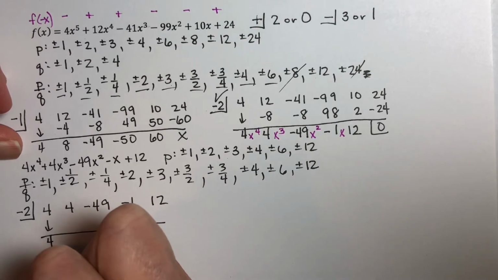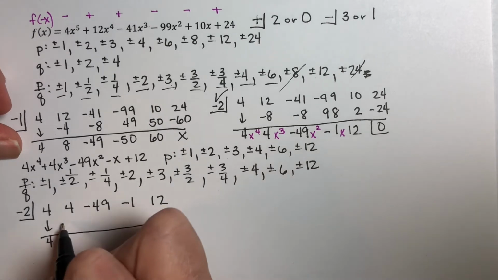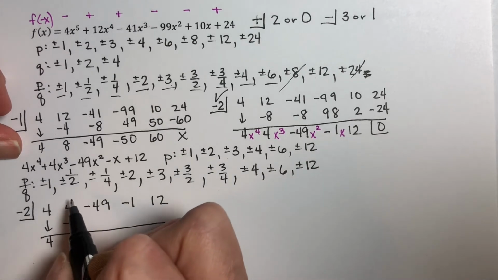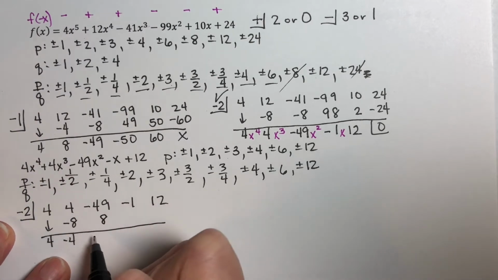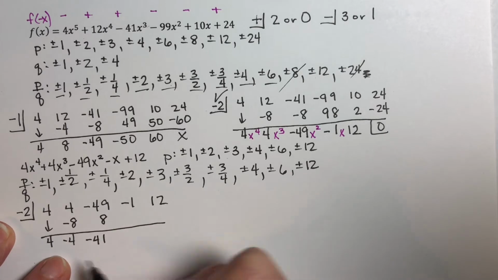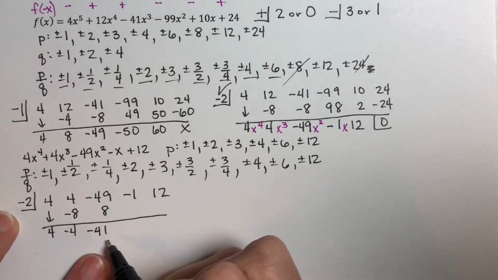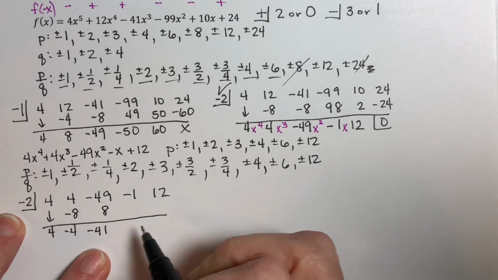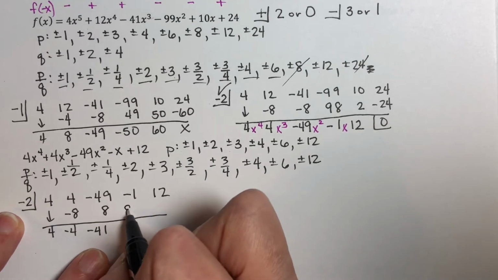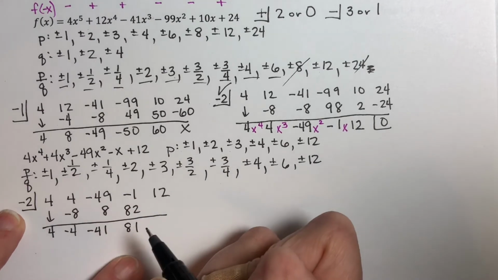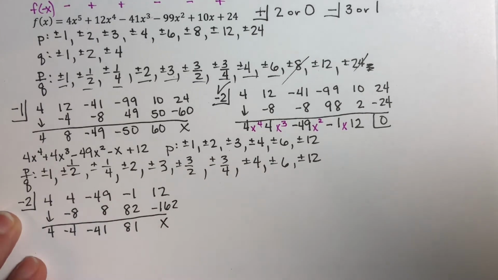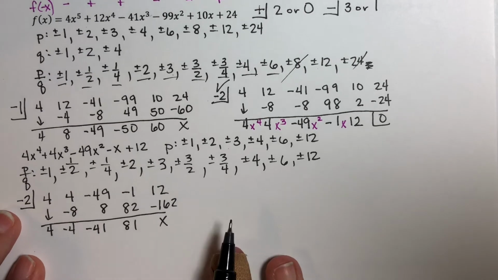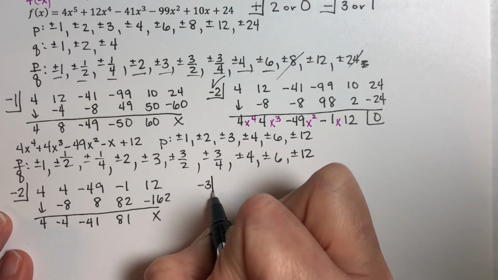Bring down the 4. Multiply, that's a -8. Add for a -4. Multiply for an 8. Add for -41. I do not have alternating signs, so that's not going to help me out this time. Multiply here, and you get 82. Add for an 81. And this gives me -162, so this did not work. So that tells me -2 is not a double root. Okay, so let's try -3 and see if it works.